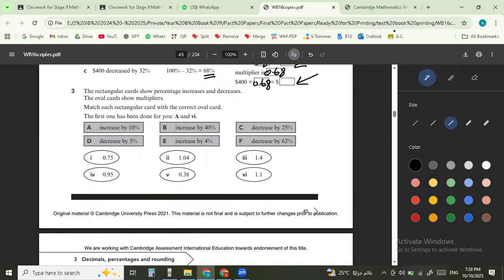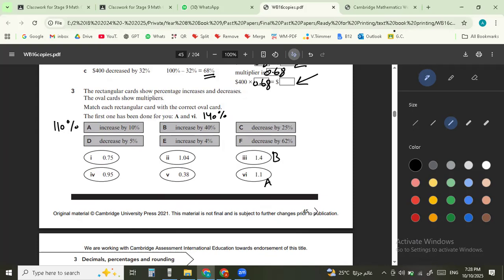Let's do this. Increase by 10% means 110%. Divide by 100, it's going to give you 1.10, which is actually 1.1. So this is A. Increase by 40%, it becomes 140%. Divide by 100 is 1.4, which is B.